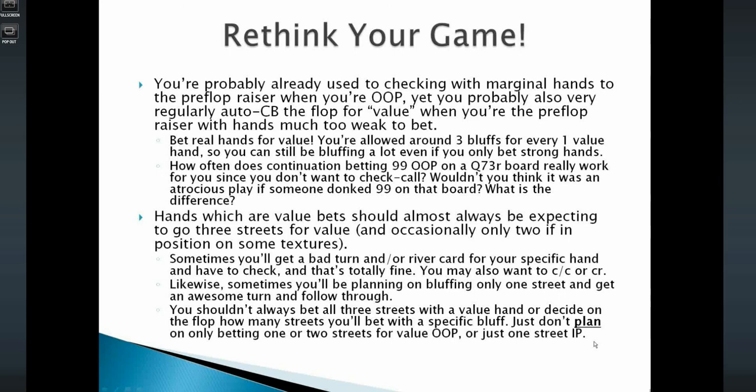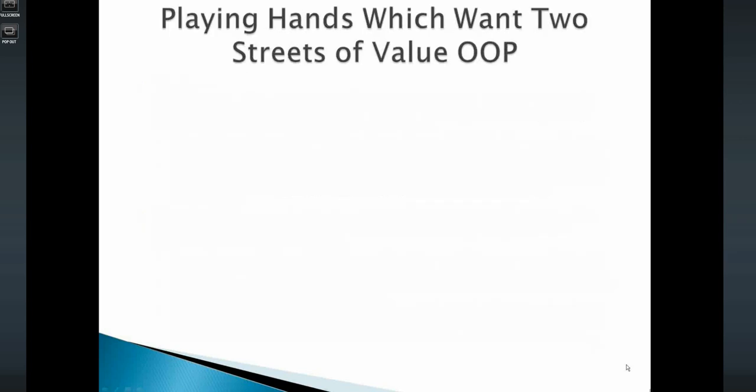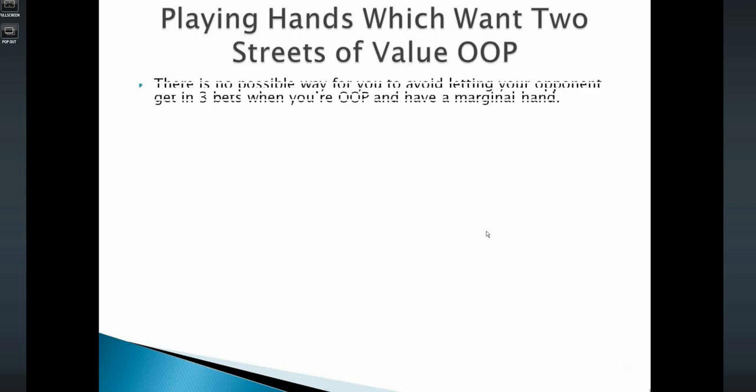Whereas once you start betting on the flop, you make his range stronger, you make it harder for him to bluff, and if he does bluff, you're often going to end up folding. And it's just not nearly as effective as if you put in the original check. So before we can talk about what types of hands we should be betting with out of position, what hands we should be donking with, we first need to discuss how to play hands which only want 2 streets of value out of position. There is no possible way for you to avoid letting your opponent get in 3 bets when you're out of position and have a marginal hand.